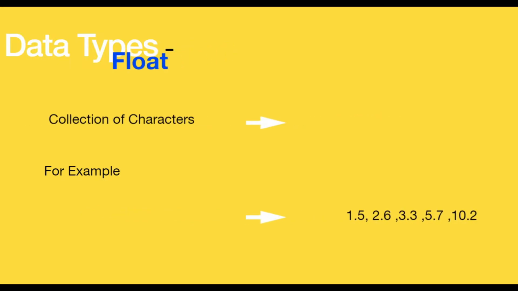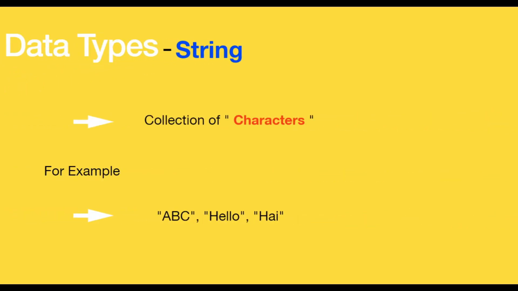And the final one is string. What is string? String is nothing but a collection of characters. For example, A, B, C, and hello and hi. Hello is a collection of characters. Hello is a word, but it is a collection of characters, right? H is a character, E is a character, L is a character. Likewise, it is a collection of characters. So this is what a string is.